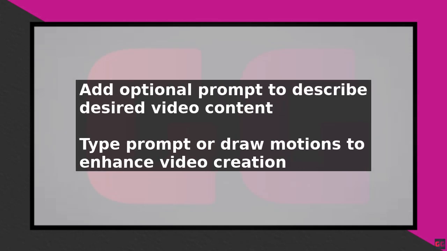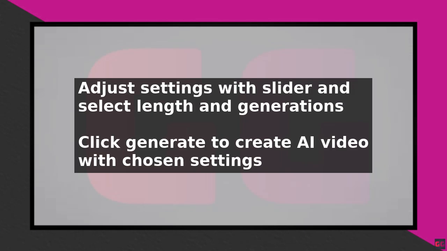You can type in your prompt, such as flowers blooming, and also have the option to draw motions to enhance your video. The settings include a slider to adjust creativity and relevance, as well as options to select the length and number of generations, camera movement, and negative prompt, which allows you to specify what you do not want to see in your video. After filling out the desired settings, click Generate to create your AI video.